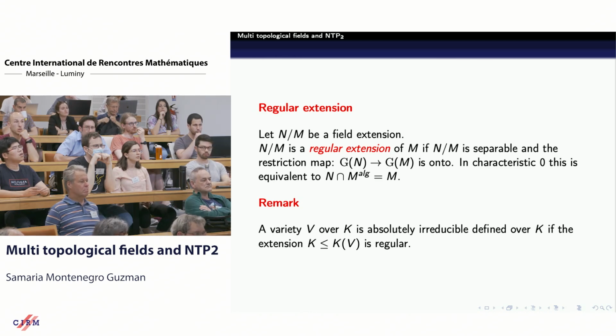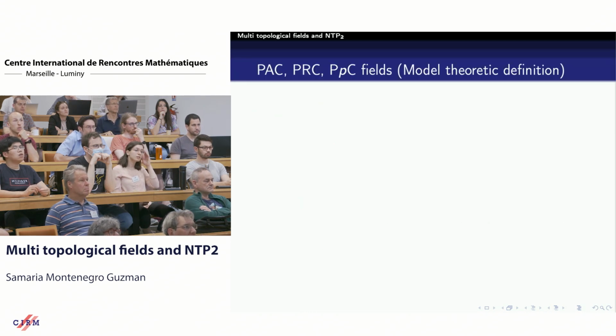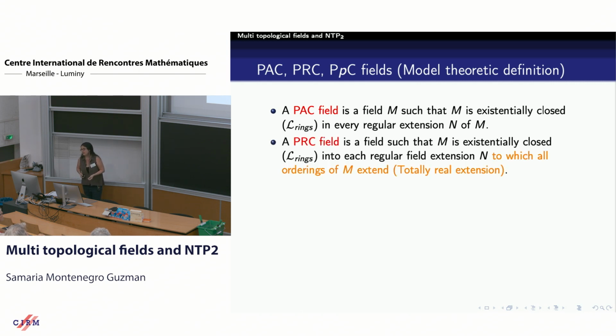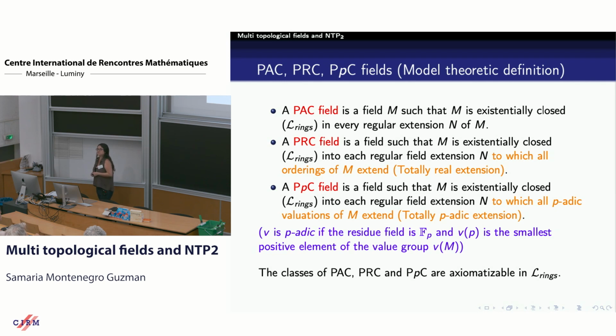So we can find an equivalent definition, more in the flavor of model theory, for the three classes of fields. A PAC field is a field that is existentially closed, in the language of rings, in every regular field extension. The definition for PRC is kind of the same. You are not always existentially closed, but you are existentially closed in a regular extension such that you can extend all the orders. This is important. This is a totally real extension, an extension such that you can extend all the possible orders to the ordered field. And you have an analog of this definition for PPC fields. A field is PPC if it is existentially closed, again with respect to the language of rings, in each regular totally p-adic extension.